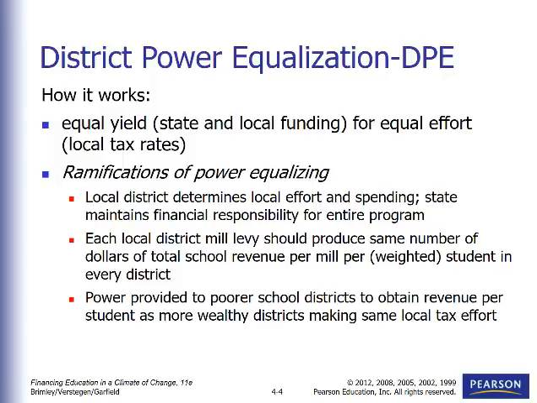There's some inequity in here because this may benefit again those poor districts who are able to provide the 10 mills. But if another district comes in and is a wealthy district and is able to provide an additional 5 mills or an additional 10 mills, when that comes in, then the idea of equity starts to go out the window a little bit. Okay. Each local district mill levy should produce the same number of dollars of total school revenue per mill. Power provided to poor districts to obtain revenue per student as more wealthy districts make same local tax effort.